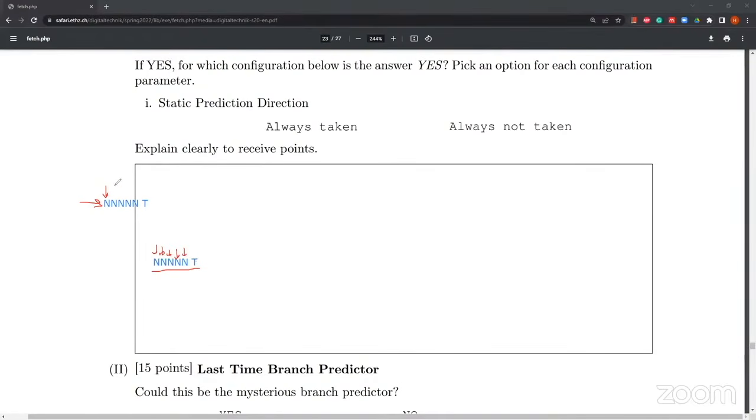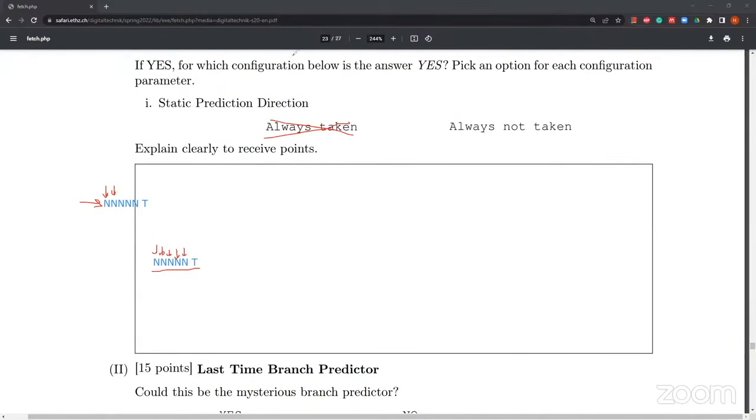Okay, and then the next time we execute this first branch, we'll have 7 mispredictions, which exceeds the target of 6 mispredictions, right? So the static predictor is not always taken, right? Or the mysterious branch predictor is not statically always taken. You know that for sure. Okay, but what if we predict always not taken?